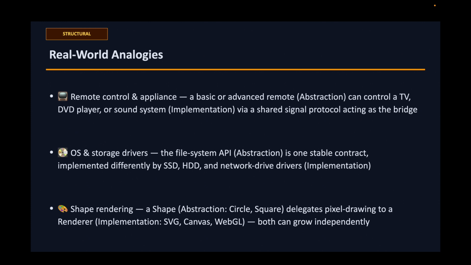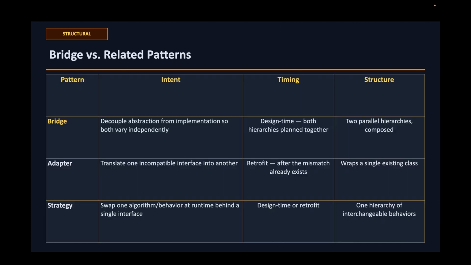And then the last one is the idea of shape rendering. If we're rendering shapes across platforms, we have a shape, a circle, a square. It delegates the actual pixel drawing work to some renderer, SVG, Canvas, WebGL. You can add new shapes or new renderers independently, and every single combination just works.